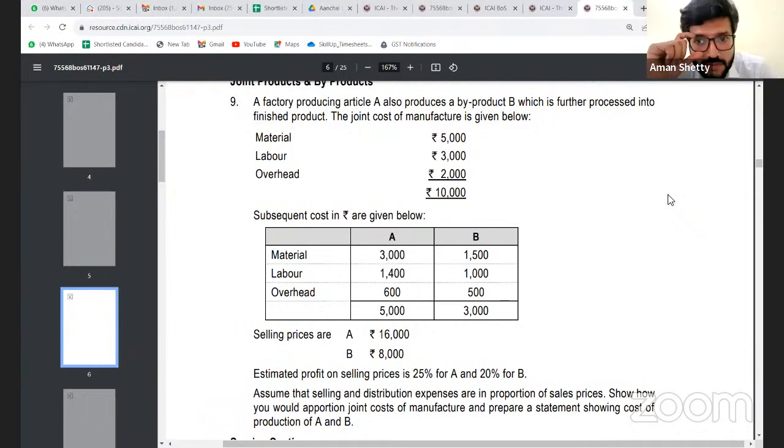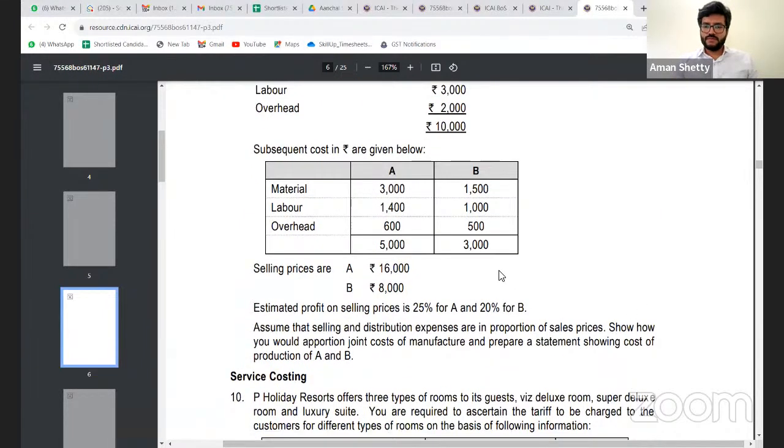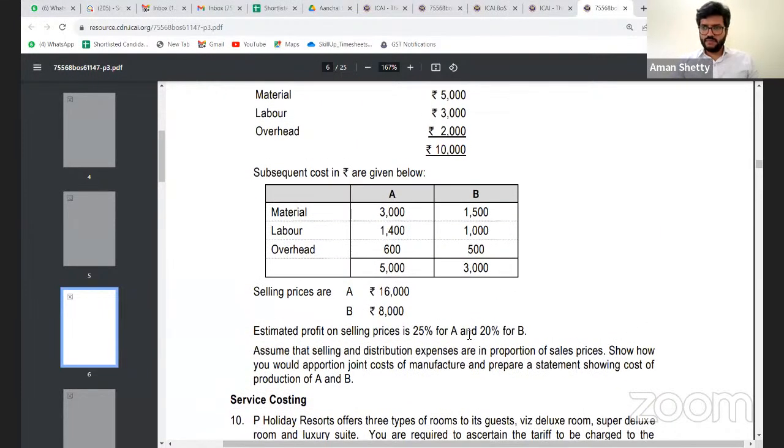The joint cost of manufacture is given below: material, labor and overhead. Subsequent costs in rupees are given for material, labor and overhead for A and B. Selling prices are A 16,000 and B 8,000. Estimated profit on selling prices is 25% for A and 20% for B. Assume that the selling and distribution expenses are in proportion of sales price. So how would you apportion joint cost of manufacture and prepare a statement showing cost of production of A and B?